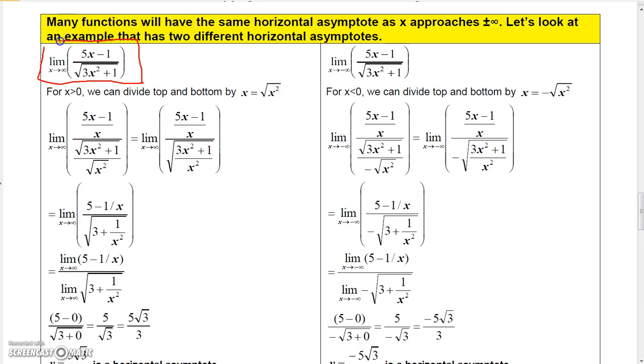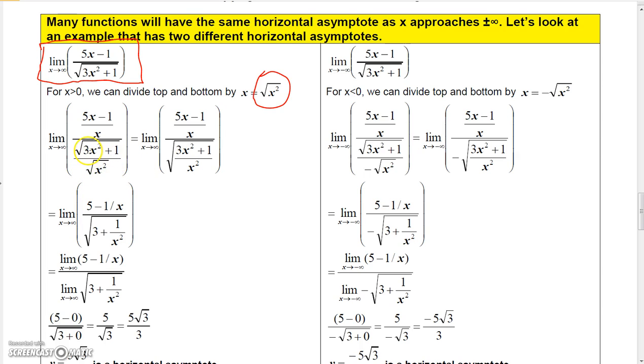All right, let's take a look at this one. Now, I'll explain it the best I can here for you, but basically what I'm going to do is take this and divide the top and bottom by the square root of x squared. The square root of x squared is x, so I'm going to divide the top by x, but since the bottom is a square root, I'm going to use the square root of x squared instead of x for that.